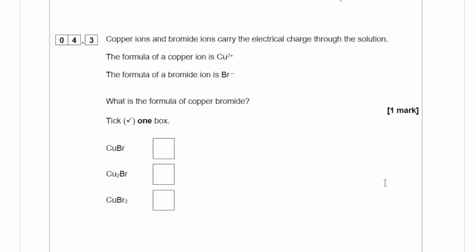Copper ions and bromide ions carry the electrical charge through the solution. The formula for a copper ion is Cu2+. The formula for a bromide ion is Br-. What is the formula for copper bromide? So if copper has two positive charges and bromine has just one negative charge, you will need another bromide ion to cancel the charge. So copper bromide is CuBr2. The 2 doesn't go on the top, it goes here. Remember that.